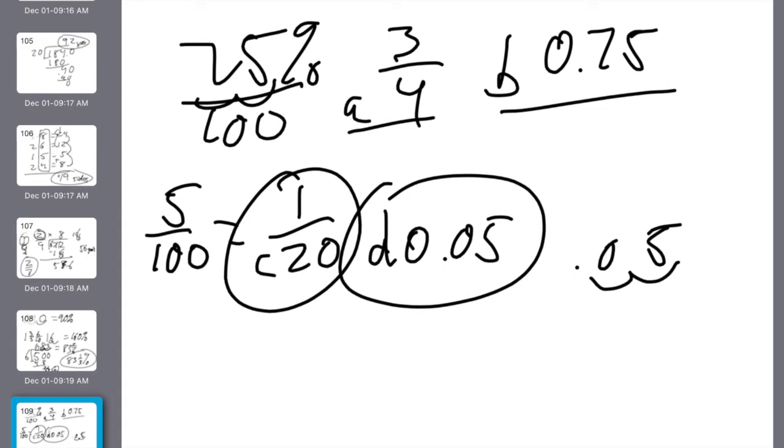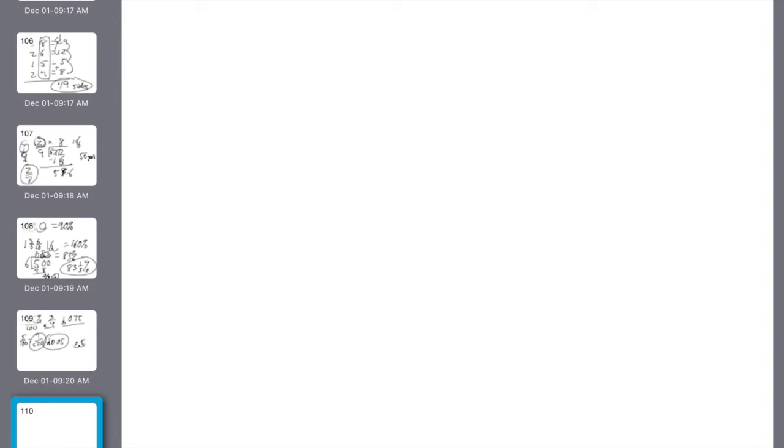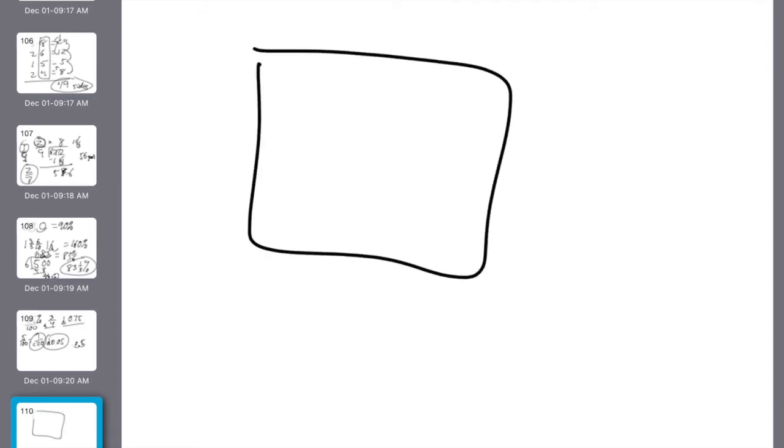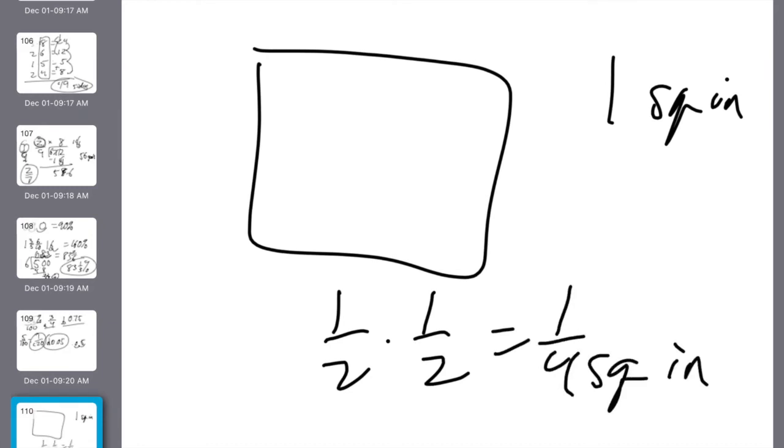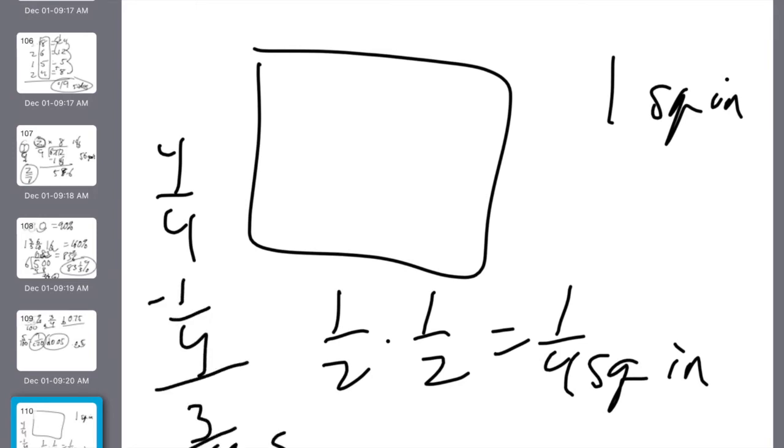Number 13. A 1/2 by 1/2 inch square was cut from a 1 by 1 square. What is the area of the original square? Well, guys, what they're saying is it originally started like that. 1 times 1 is 1 square inch. What is the area of the square that was removed? That's a 1/2 times a 1/2 equals 1/4 square inches. Therefore, what's the area of remaining? 1 minus 1/4. I would make my 1 into 4/4 minus 1/4 equals 3/4 square inches.